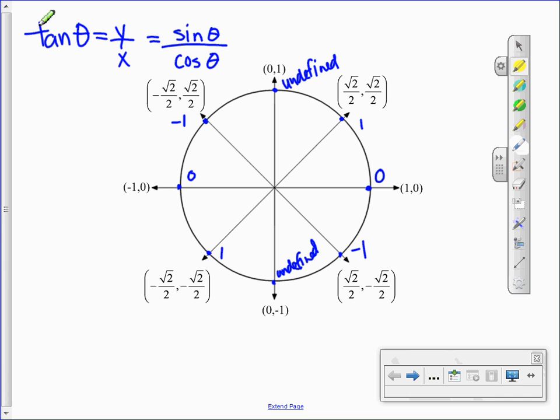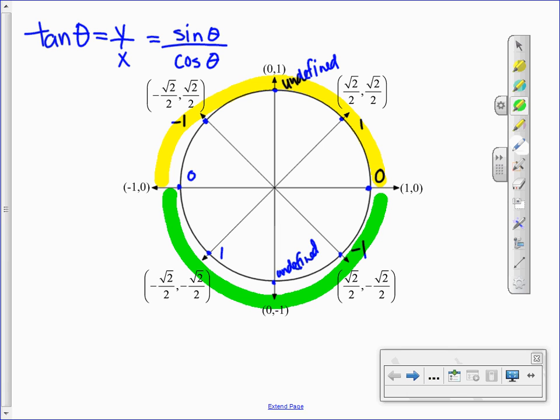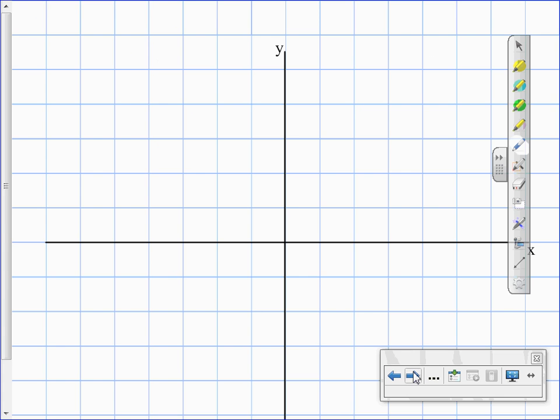So what you'll notice is that our values start repeating themselves right here, right past pi. So our period length for tangent is shorter than it is for sine or cosine. It's pi, or 180 degrees. As soon as you get past 180, the values start repeating themselves. So what does that mean for our graphs?